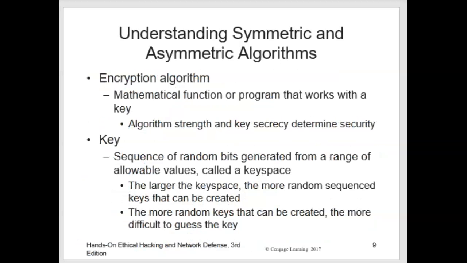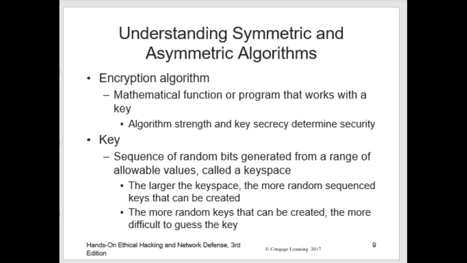Okay. Now, understanding the symmetric and asymmetric algorithms that go with the process. So modern cryptography uses encryption algorithms to encrypt and decrypt the data. Banking does this, the web does this, wireless systems do this. And so an encryption algorithm is not simple, but it's a mathematical function that works with the key. The algorithm's strength and the key's secrecy determine how secure the encrypted data is.